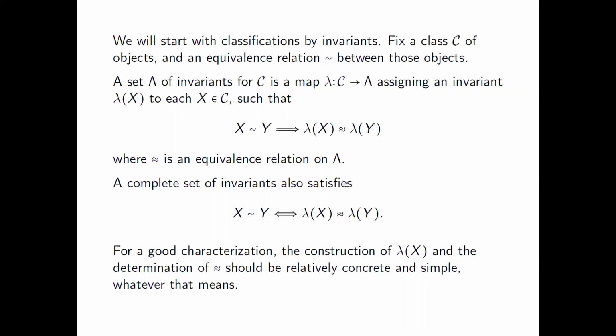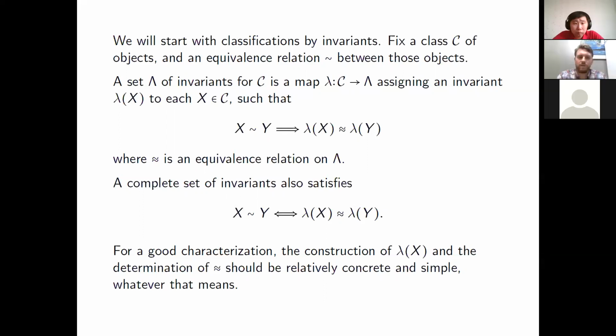And right, so we can think of this as a sort of characterization of these objects. If you're going to have a good characterization, then the construction of these invariants, and the determination of when two invariants are the same, should be relatively concrete. It should be simple, whatever that means, which we'll say more about later. The idea is that the invariant should simplify things. It should give you some kind of understanding of these objects.